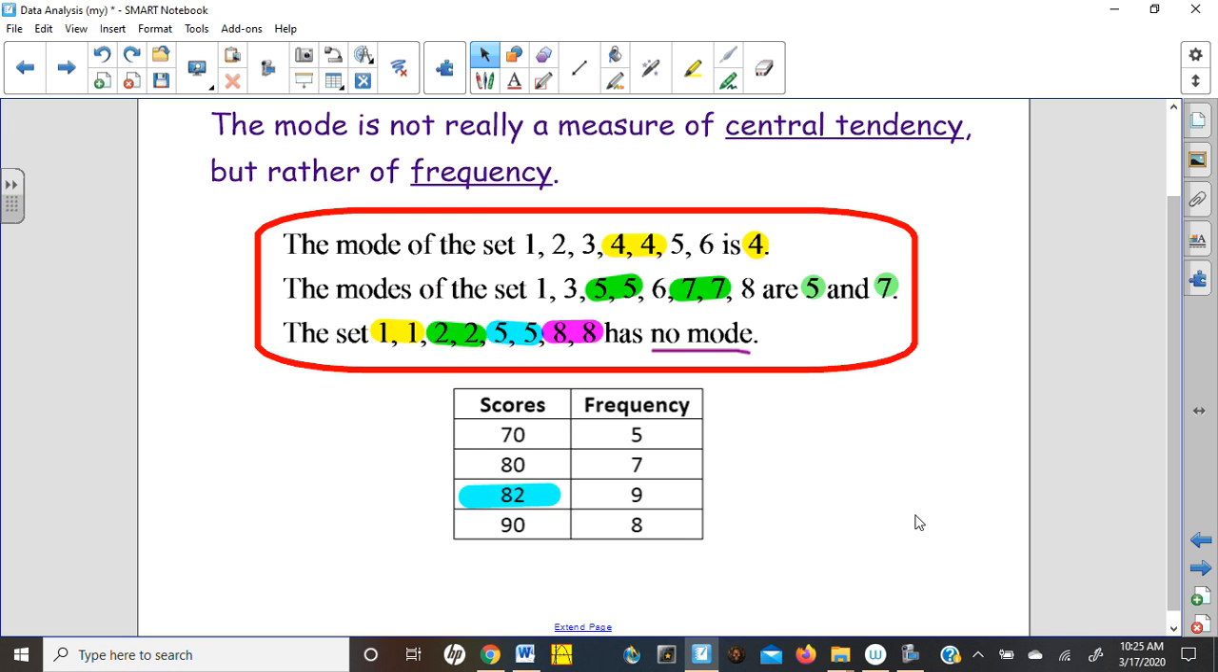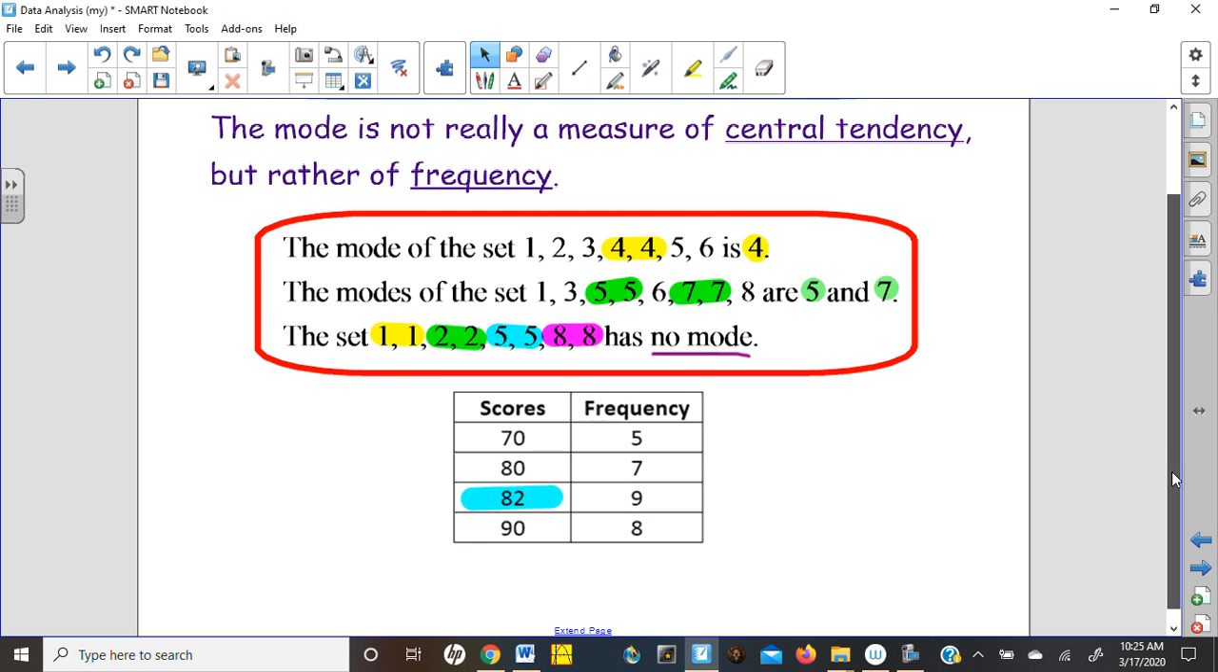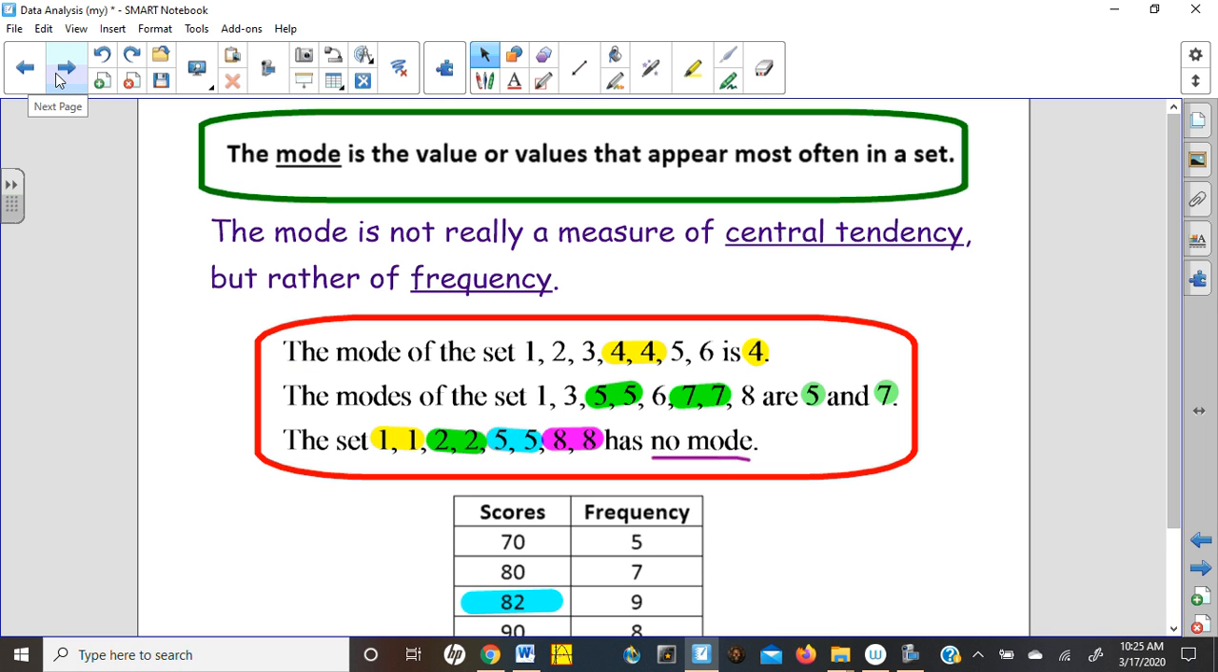In the frequency table, we really just have to look at which of these test scores had the biggest frequency. So it's actually even a little easier to determine if you know what you're looking for off of a table. All right.